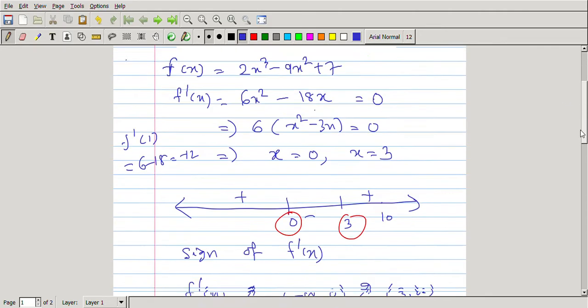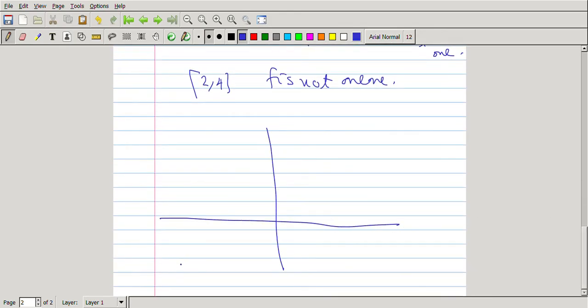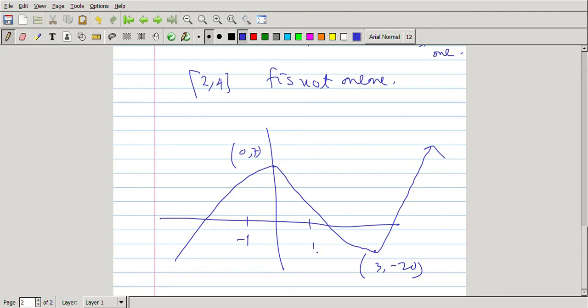So this option is also false. Now let's check minus 1 to 1. Let me redraw the graph again. So this is 0, 7, and 3 comma minus 20. This is not exactly to scale, but if we consider minus 1 to 1, we can consider a parallel line like this. If we draw it here and here, we get x3 and x4, and f of x3 is f of x4, but x3 is not equal to x4, and they lie inside minus 1 to 1. So f is not 1-1 from minus 1 to 1.